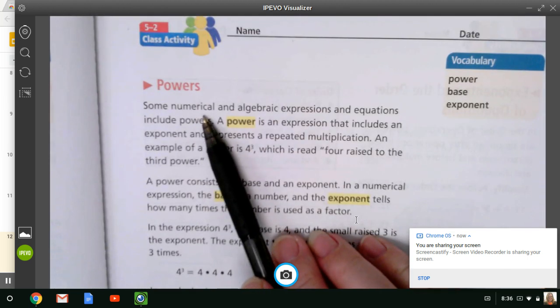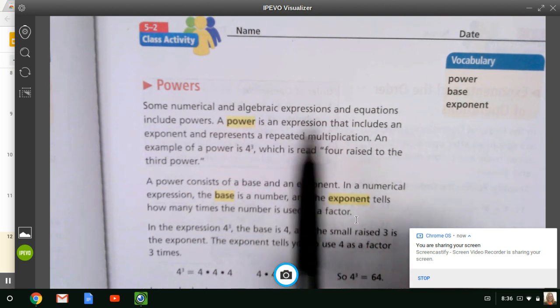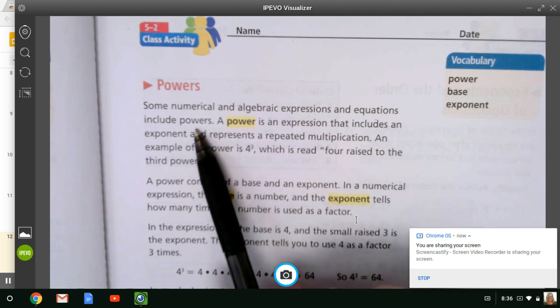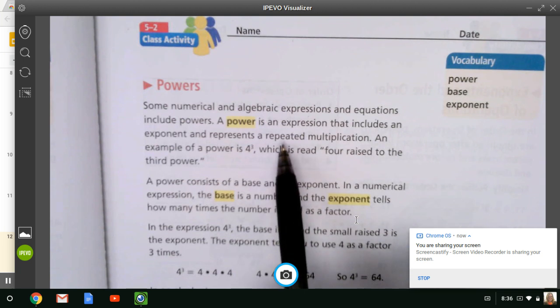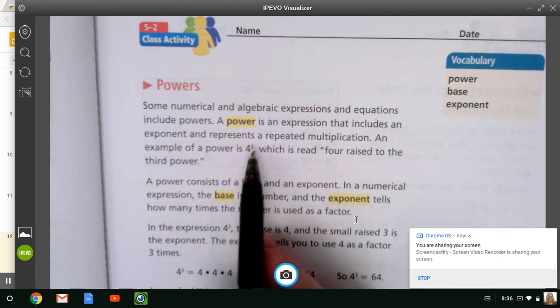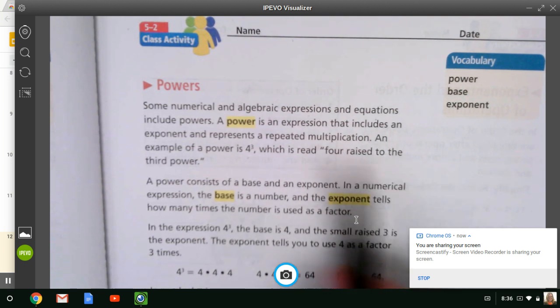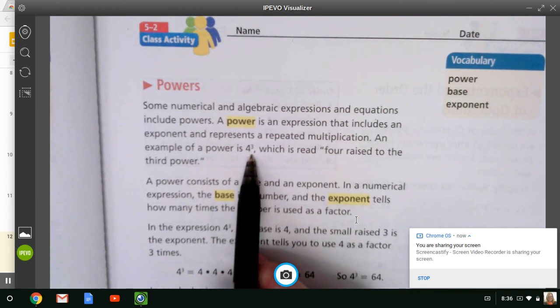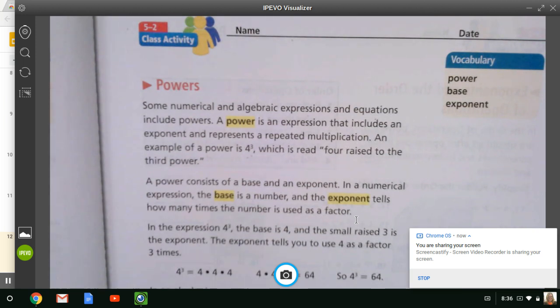It says some numerical and algebraic expressions, so that's the one with the variables, and equations include powers. A power is an expression that includes an exponent and represents a repeated multiplication. An example of a power is 4 to the third, which is read 4 raised to the third power. So actually I should have read it 4 raised to the third power, but I know I've heard it shortened to 4 to the third power.